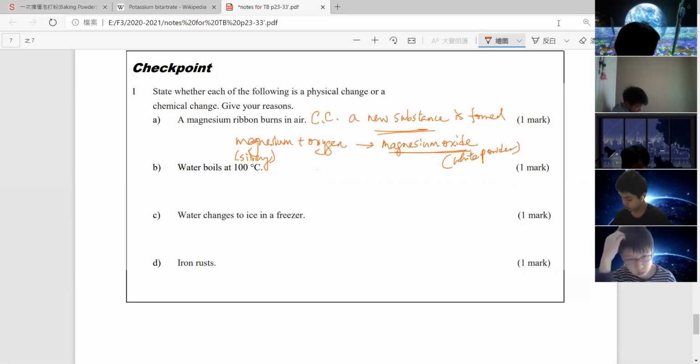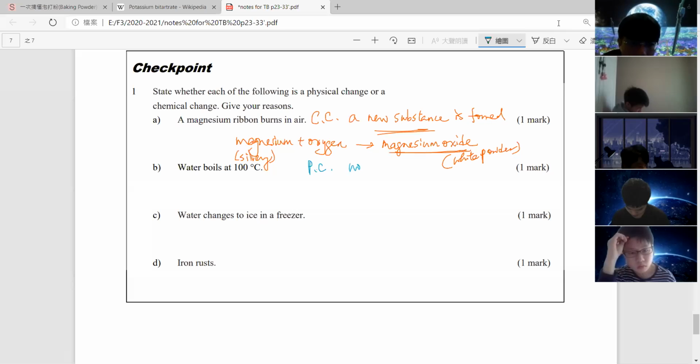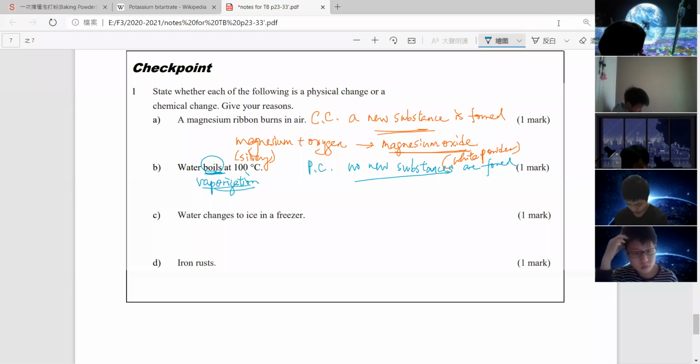Yes, that's right. How about B? Water boils at 100 degrees. Physical. Why? No new substances are formed. So how do you know there are no new substances? What change are they undergoing? Evaporation? Vaporization. Boiling, turned into water vapor. Yeah, vaporization, not evaporation. Evaporation means something else.